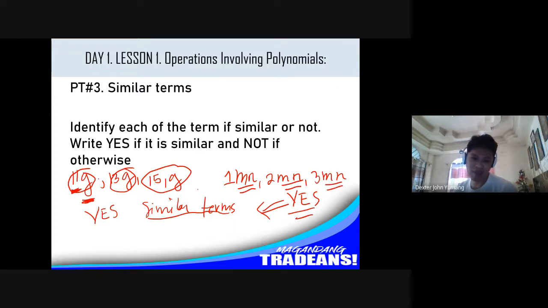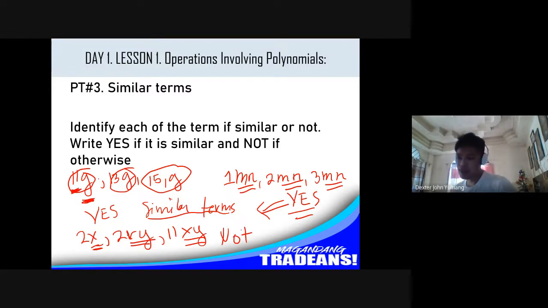Ano naman yung hindi magka-apelyido or yung dissimilar terms or not the same terms? Example, 2x. Tapos ang isa, 2xy or 2y na lang. And yung isa is 11xy. So in this case, si x po yung variable dito or yung apelyido or literal coefficient. Dito naman si y, dito naman si xy. They are not the same at all. Magkaiba po sila ng apelyido. So therefore, they are not similar terms or dissimilar terms na tinatawag.